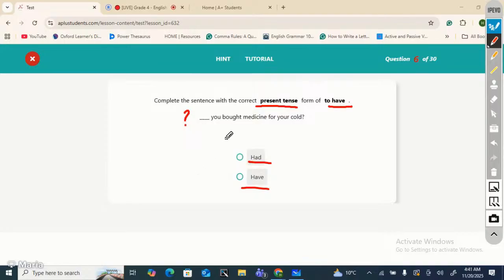Okay, everyone, this time you are saying option one. Option one is had. It's the past tense form of the verb to have, not present. We have to select the present tense form. Have is the present tense form of the verb to have. So have. Have you bought medicine for your cold? So next time, choose wisely.